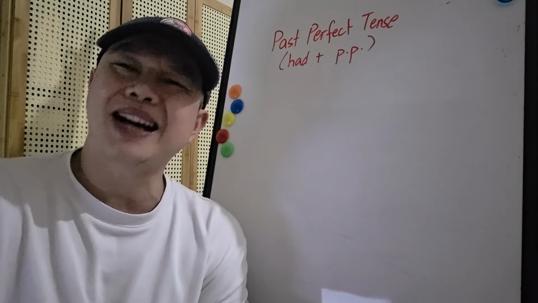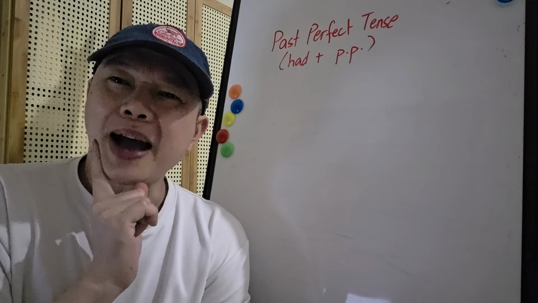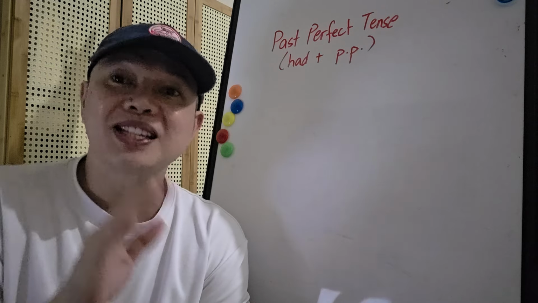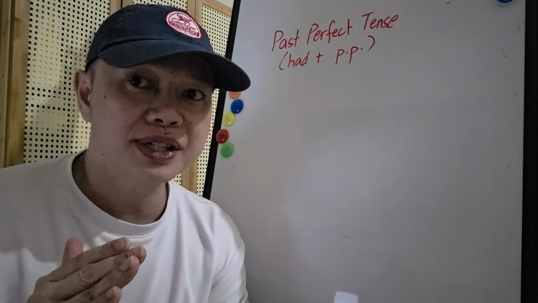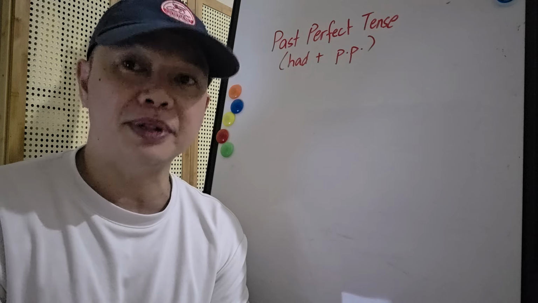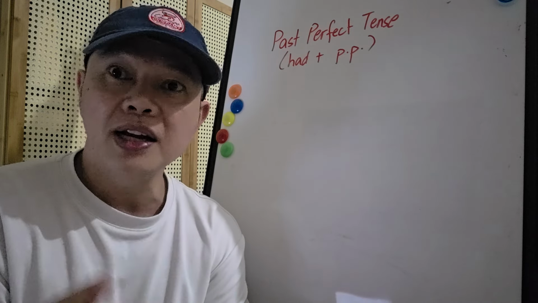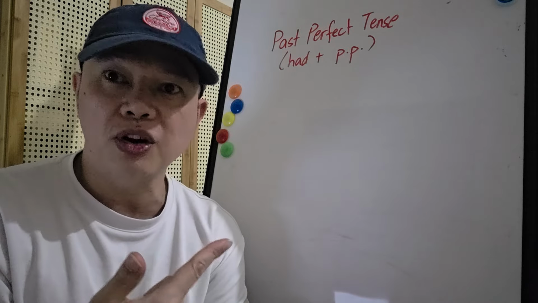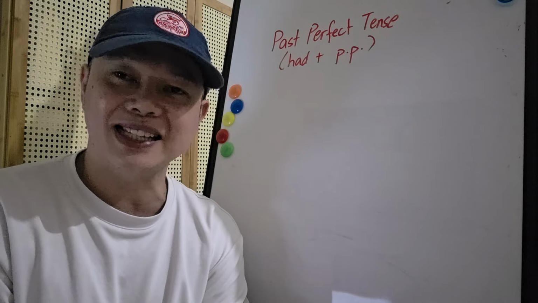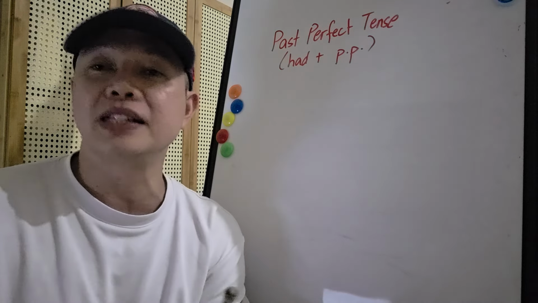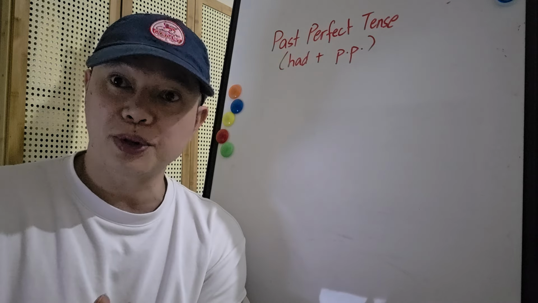So how do we use past perfect? When to use it exactly? Remember this: past perfect tense is used to express an action that happened before another thing happened. That means it involves two actions. The first action is where you're going to use the past perfect, and the second action is where you're going to use the past simple tense. Let's discuss in detail how to use it in several sentences.